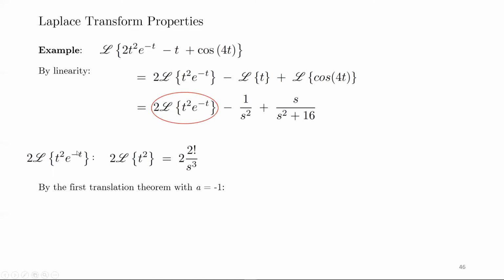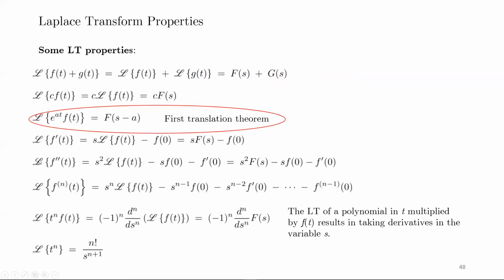So here, for the exponential of at, the a is equal to -1. Therefore 2 times the Laplace transform of t squared e to the minus t is equal to 2 times 2 factorial over s cubed, but wherever we see s, we replace that with s minus a, or s minus minus 1, which is equal to s plus 1. So here we get 2 times 2 factorial over s plus 1 cubed, by the first translation theorem.